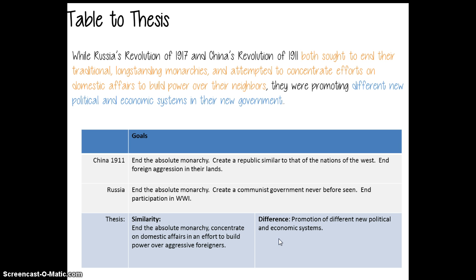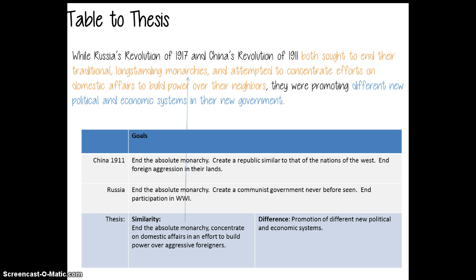Your thesis statement is the one that answers the question all in one sentence. Sometimes it's more than one sentence if it's super complex, but we're trying to get it into one sentence to make it very concise. So in this case, what we have is while Russia's revolution of 1910 and China's revolution of 1911, both, we're going to start with the similarities, both sought to end their traditional long-standing monarchies, so that's one similarity, and attempted to concentrate efforts on domestic affairs to build their power over their neighbors, that's the other similarity. They were promoting different new political and economic systems in their government.